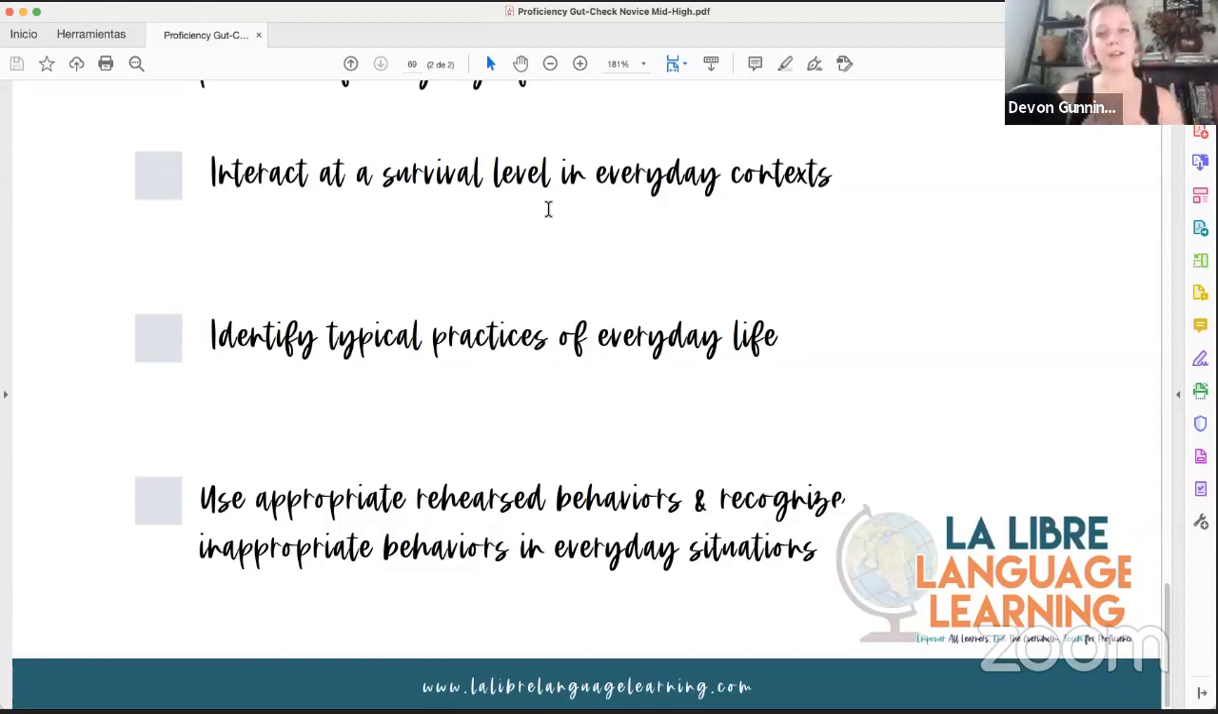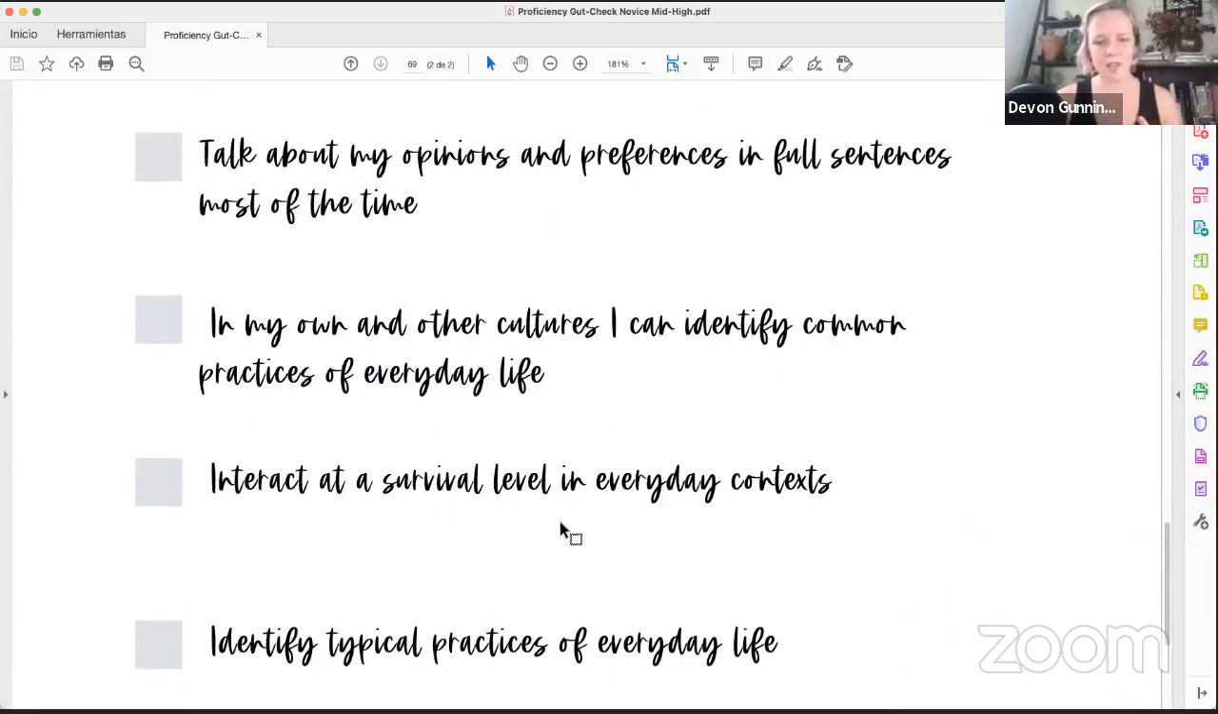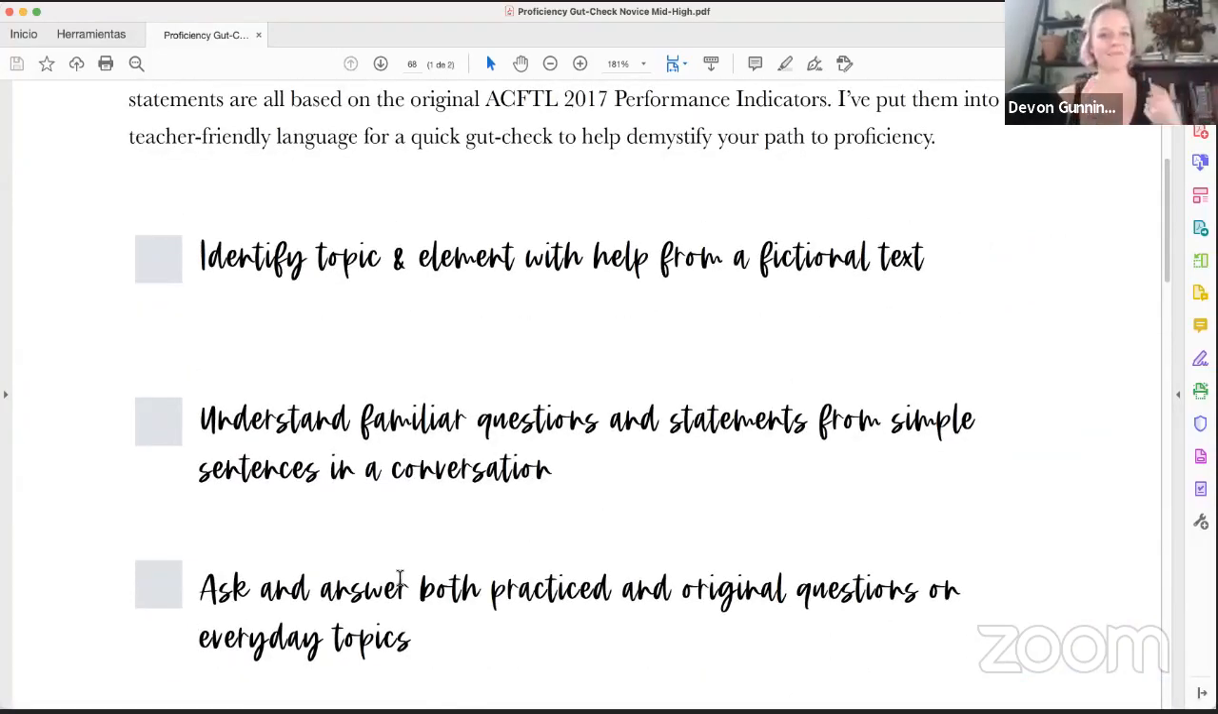Anything that you have practiced with them, they should be able to do, they should be able to recognize, especially whether it's appropriate or inappropriate. But anything beyond that is really not in the novice range yet. So it's okay to focus more on language and get into that interacting at a survival level using the language that they are working on.